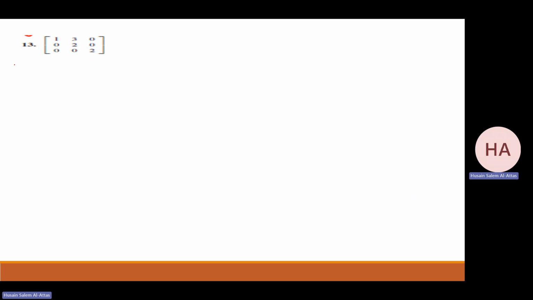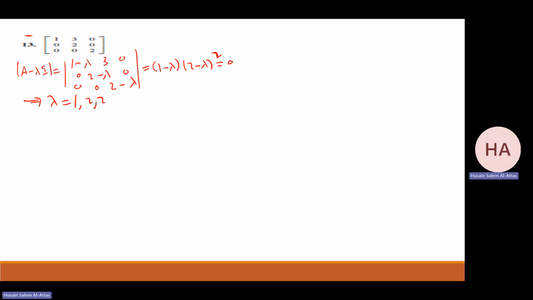I do the same. That will be 1 minus lambda, 3, 0. Many zeros, that's good. 0, 0, 2 minus lambda. That will be what? (1 minus lambda)(2 minus lambda) squared equals 0. So lambda equals what? 1, 2, 2.